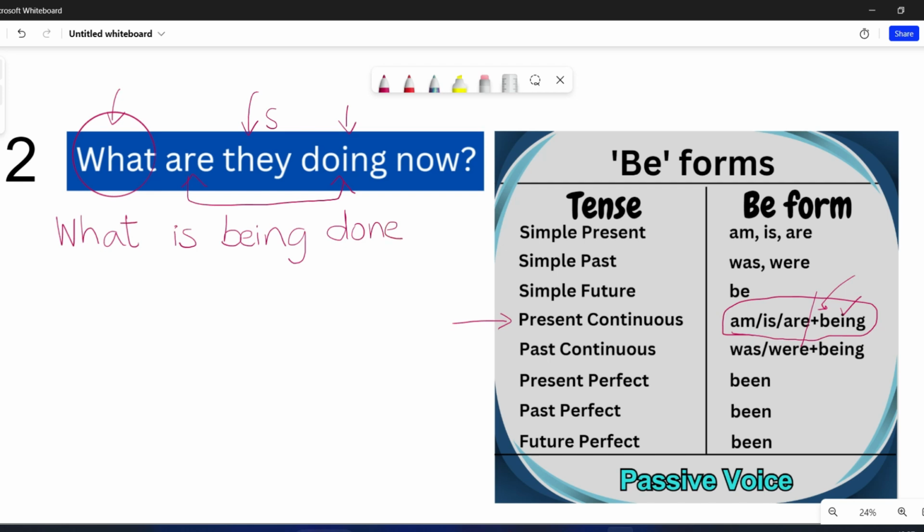What is being done by them now? Or you can say what is being done now by them, but this is better. By them now. And this is an interrogative sentence, so we put a question mark at the end. What is being done by them now? Simple. If you haven't understood, go back to that part where the second question begins and then try to watch that again. You'll be able to understand.